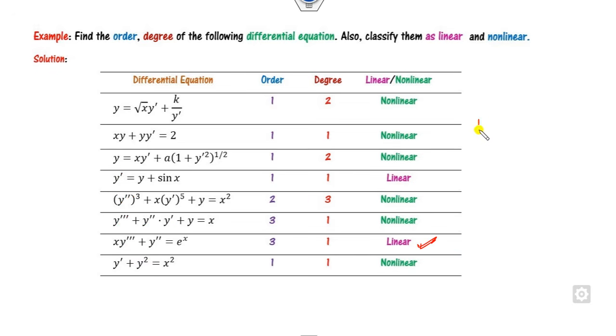So we can clearly say that whenever the degree is greater than 1, then it is always a non-linear. You can see it is non-linear, non-linear, non-linear. But the converse is not true. You can see that degree is 1, but it's still a non-linear.